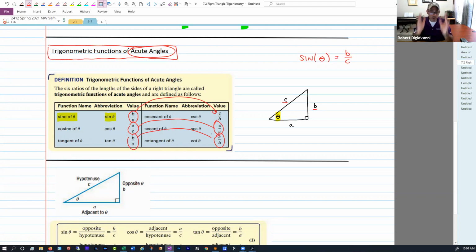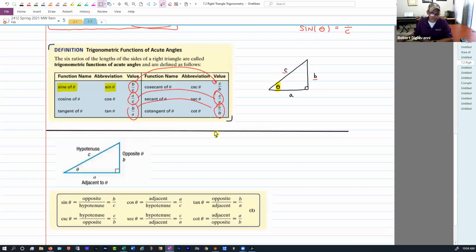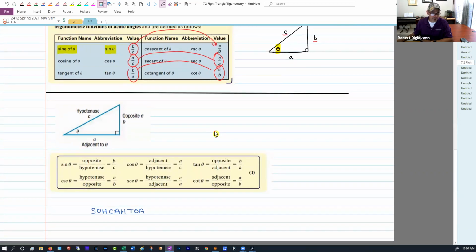So that's the way we define the 6 trig functions of acute angles. And there's another way to remember them, because you can memorize that, but if you don't like memorizing, then it's not easy. So there's another way, and this is the way I prefer of remembering all of this.